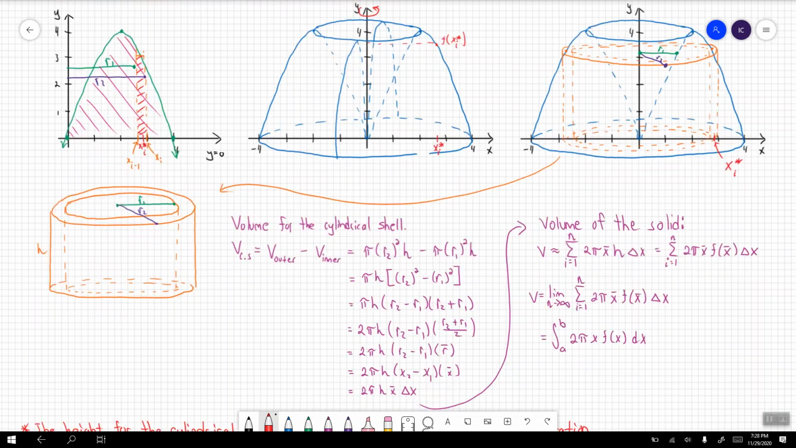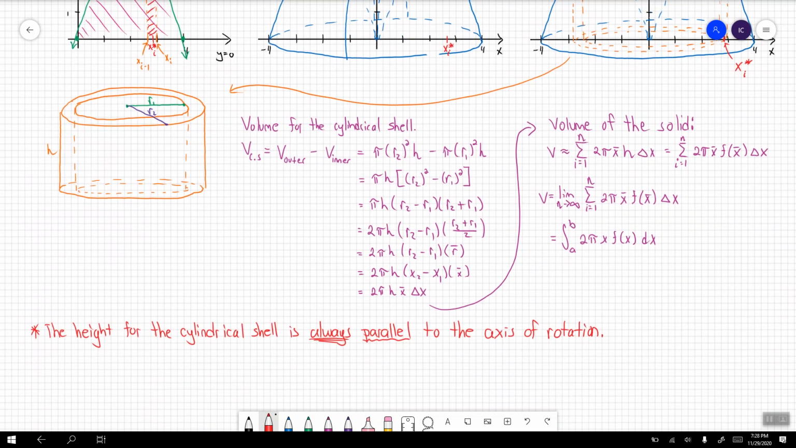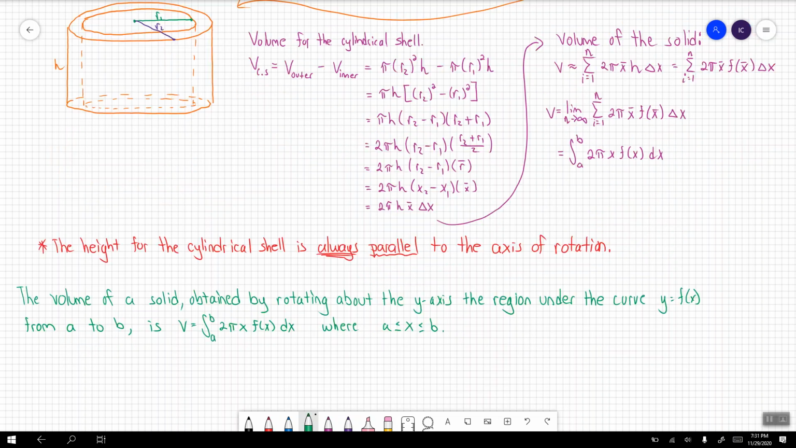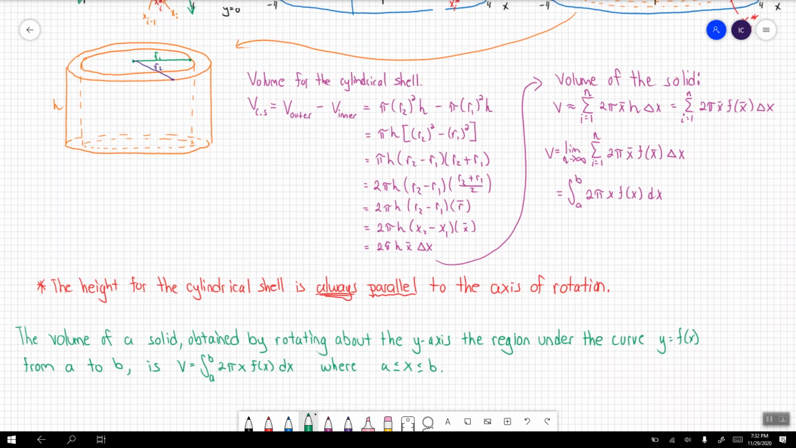So let's go ahead and write up what we're doing here. We'll get a good definition, that way we can keep working with the method of cylindrical shells. Here is the definition we're using for the volume of the region being rotated about a certain axis. The volume of a solid obtained by rotating about the y-axis the region underneath the curve y equals f of x from a to b is the integral from a to b of 2 pi x multiplied by f of x dx, where x is bounded between a and b.